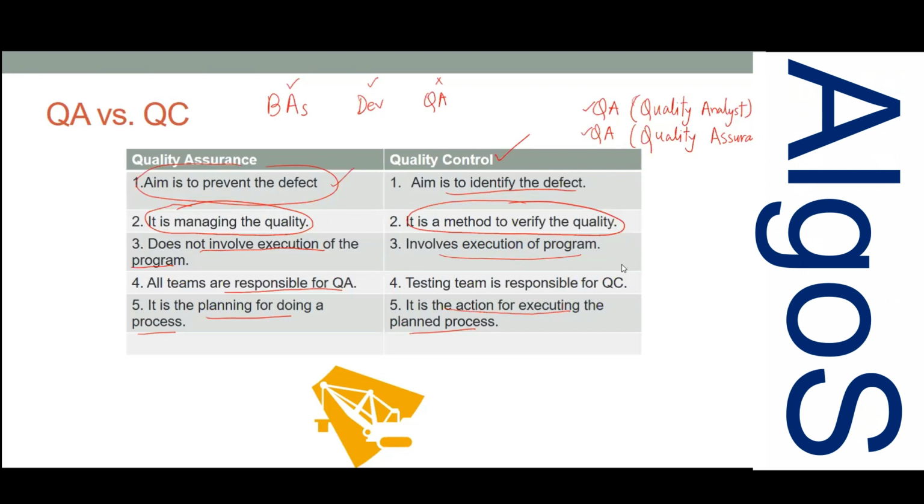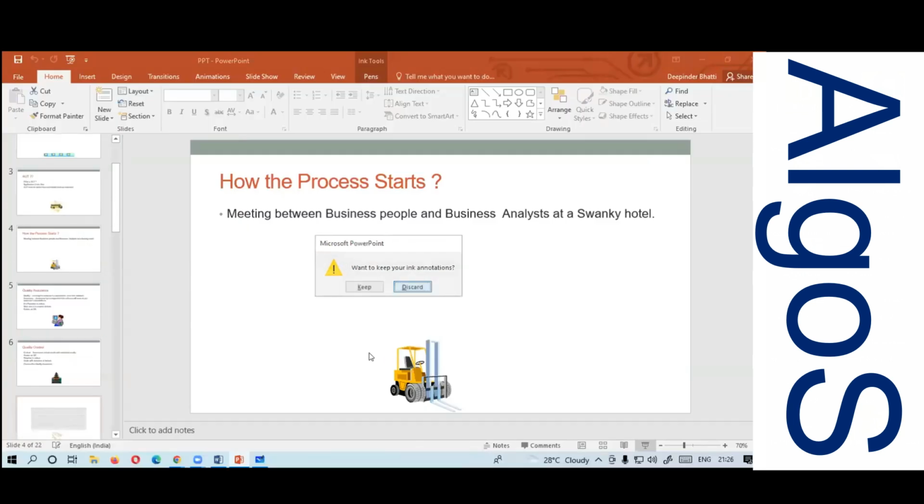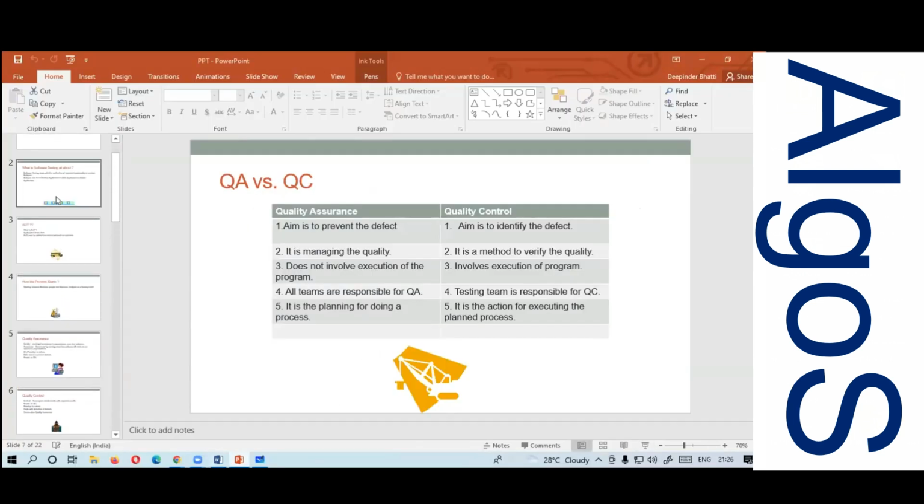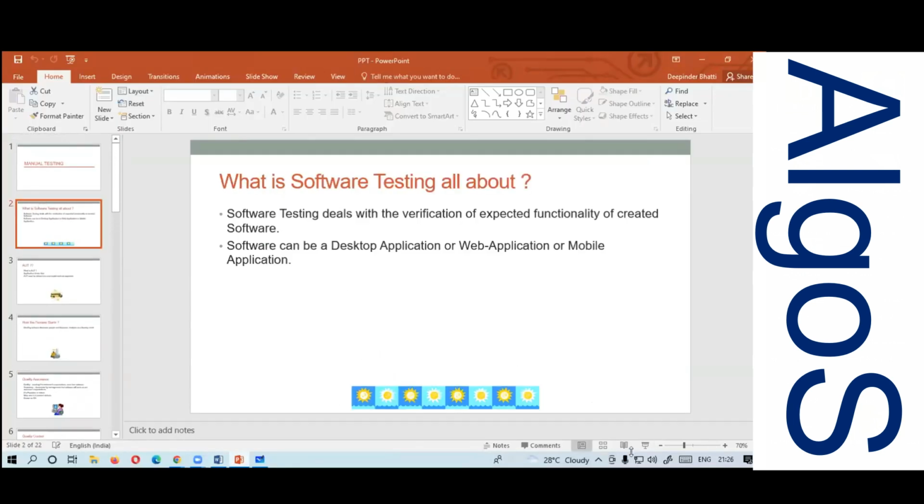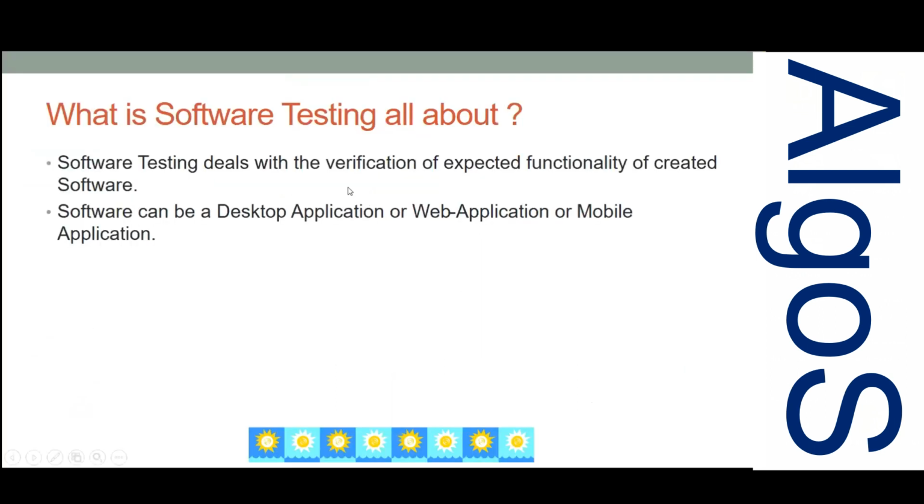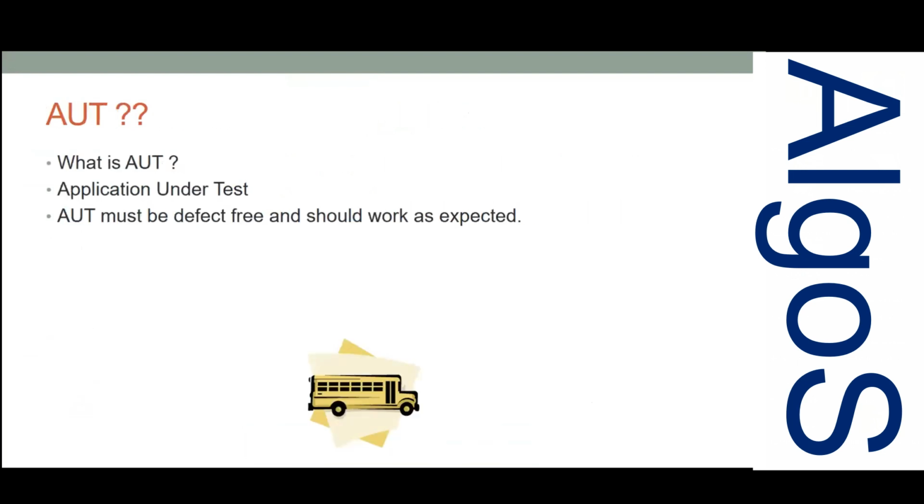Okay, so let's just quickly review what we did. From this point onwards, we will continue tomorrow, not today. Okay, so tomorrow we'll start with a new discussion here. So what we started with today, we started with discussing what software testing is about. What do we mean by functionality? What are the different types of application: desktop, web application, and mobile application? Then we talked about the term AUT, application under test.